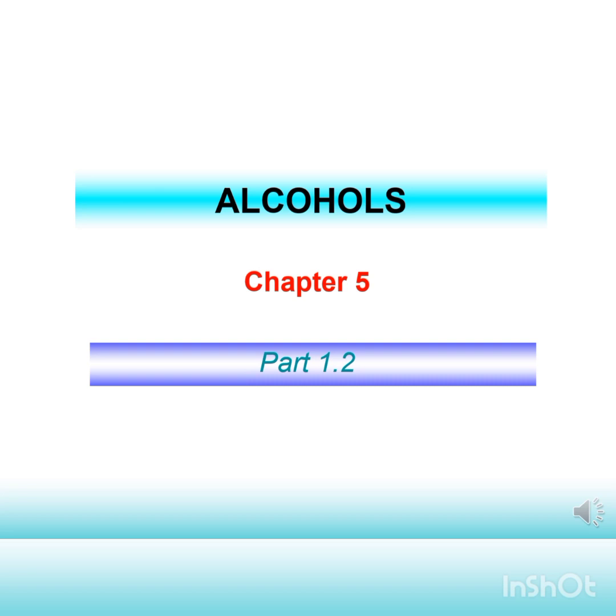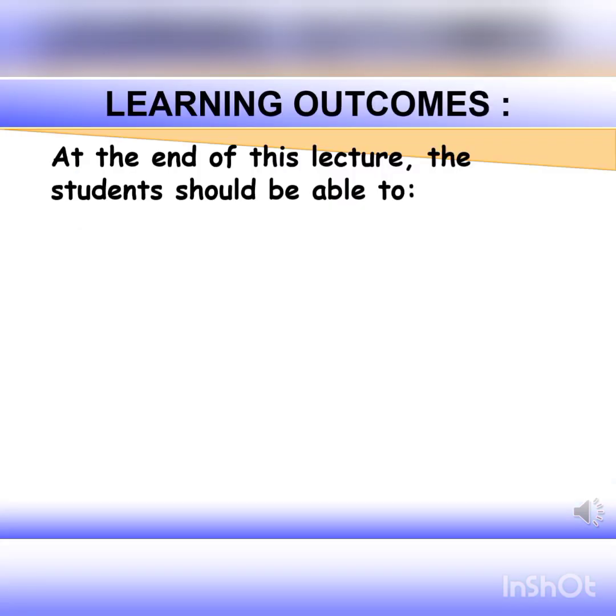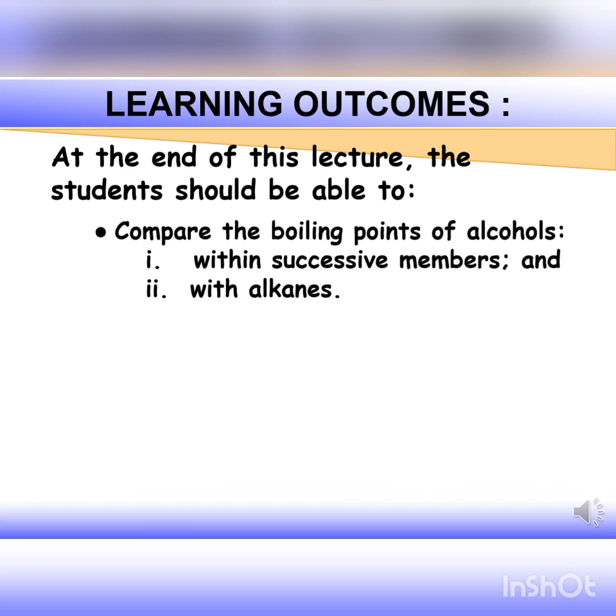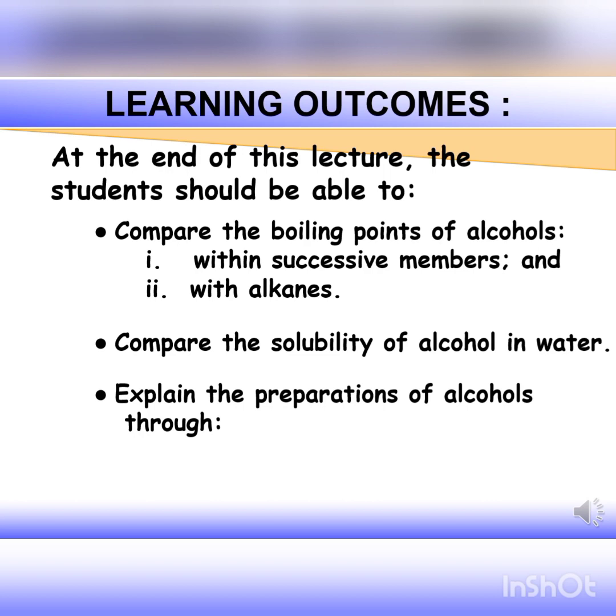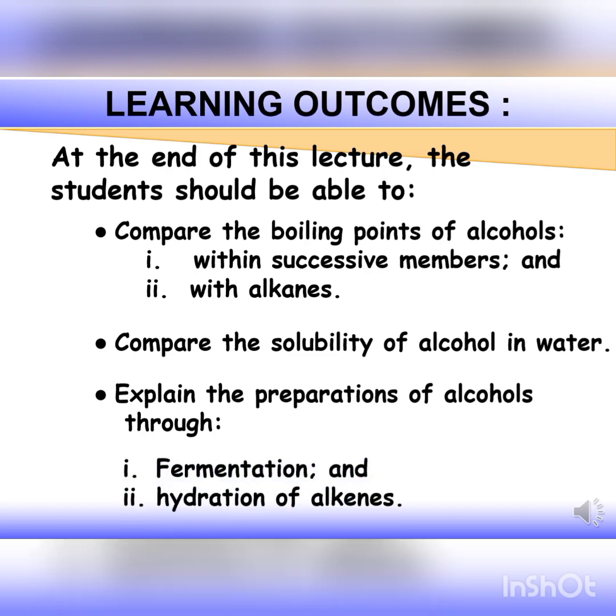Part 1.2. The learning outcome in this part is to compare the boiling point of alcohol within successive members and with alkanes, and compare the solubility of alcohol in water. For the preparations of alcohol, we are going to discuss it in the second video. So wait for it.